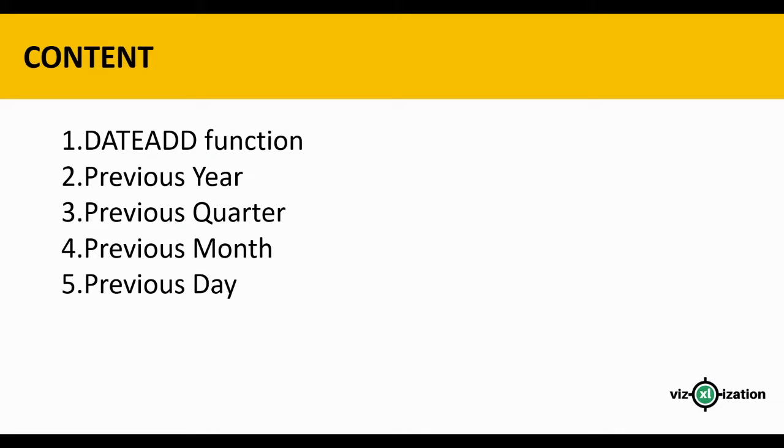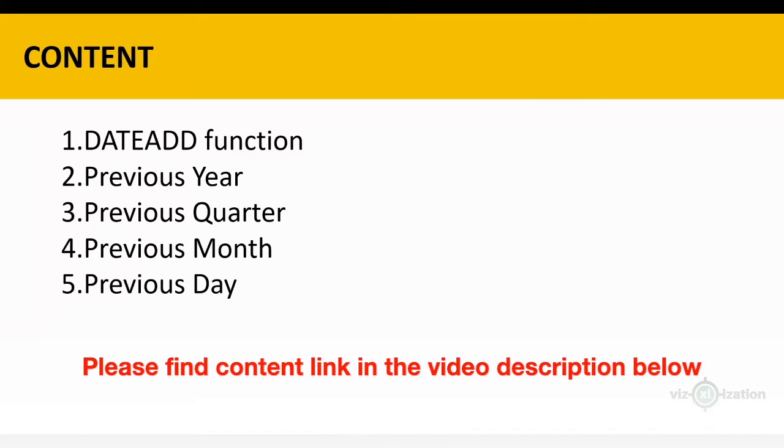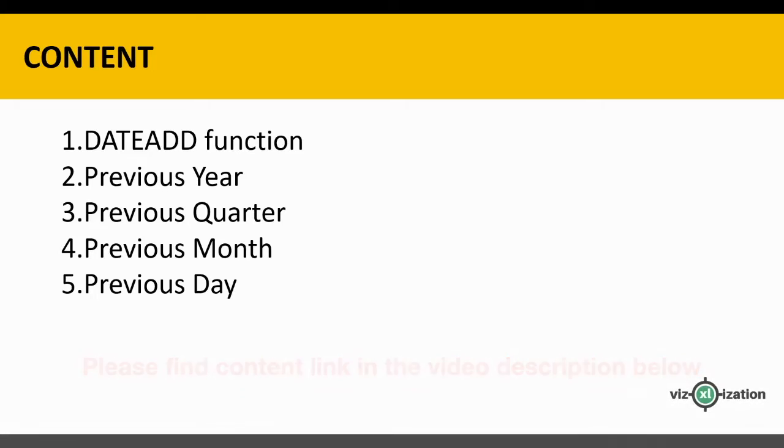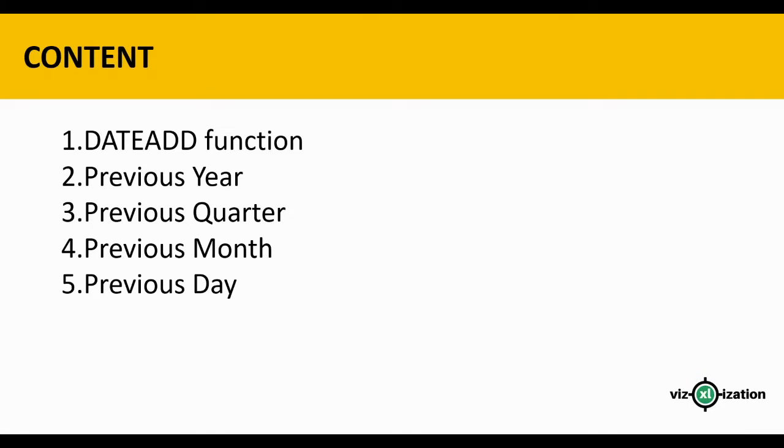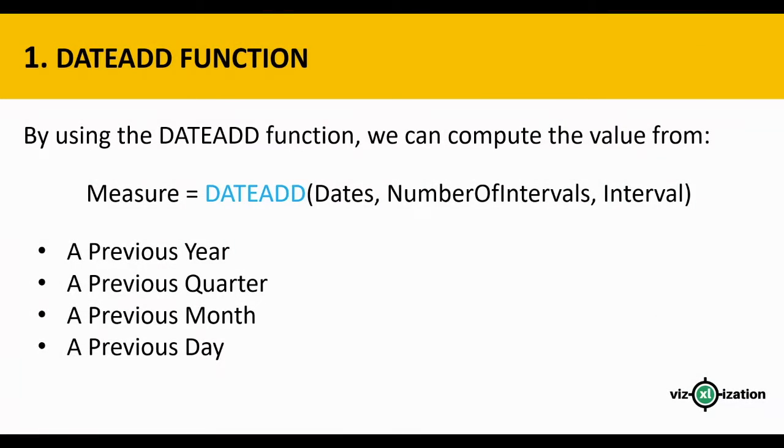Today, guys, we're gonna look into 5 different points. Of course, we're gonna learn about the DATEADD function. This is the DAX function that we'll be using to accomplish our goal today, okay? We're gonna learn how to compare our current numbers to the previous year, to the previous quarter, to the previous month, and also the previous day, okay? As you guys can see here, this is gonna be fun, right? Let's keep going. So let's learn about the DATEADD function, okay?